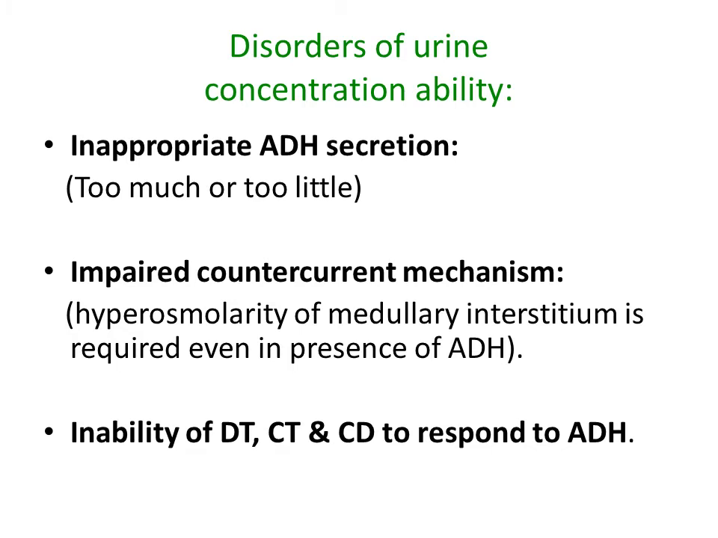The disorders of the urine concentrating ability. Number one, there could be inappropriate ADH secretion, either too much or too little. Number two, there could be impairment of the countercurrent mechanism, meaning that a hyperosmotic renal medullary interstitium is required even in the presence of large amounts of ADH to excrete a concentrated urine. And number three, the inability of the distal tubule, the collecting tubule, and the collecting ducts to respond to ADH.